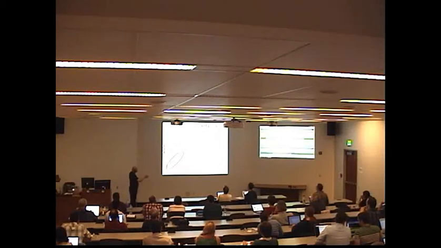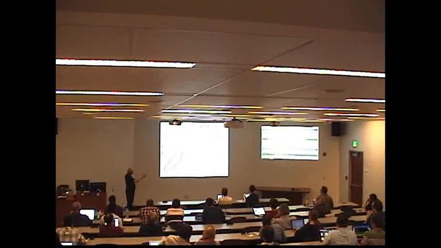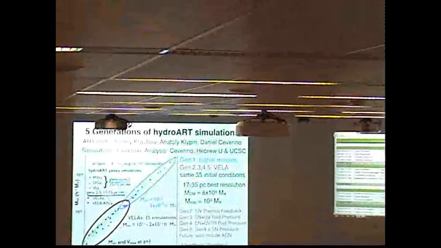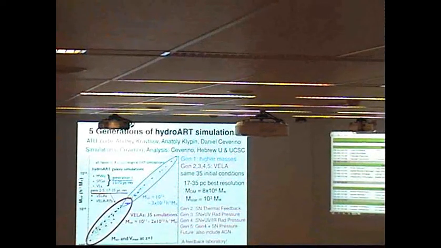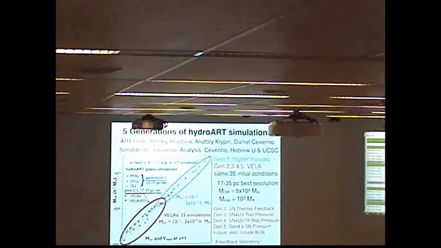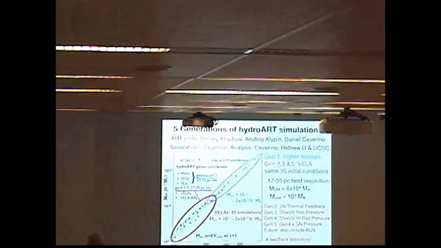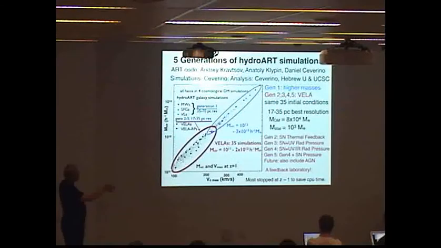So in all of these simulations involving the ART code run by Daniel Ceverino, we've basically chosen halos that are more or less evenly spaced in log mass, which is also log circular velocity. There's high mass ones that we call generation 1, and there's low mass ones, a set of 35 initial conditions that have now been run 4 times. We call those generations 2 through 5.